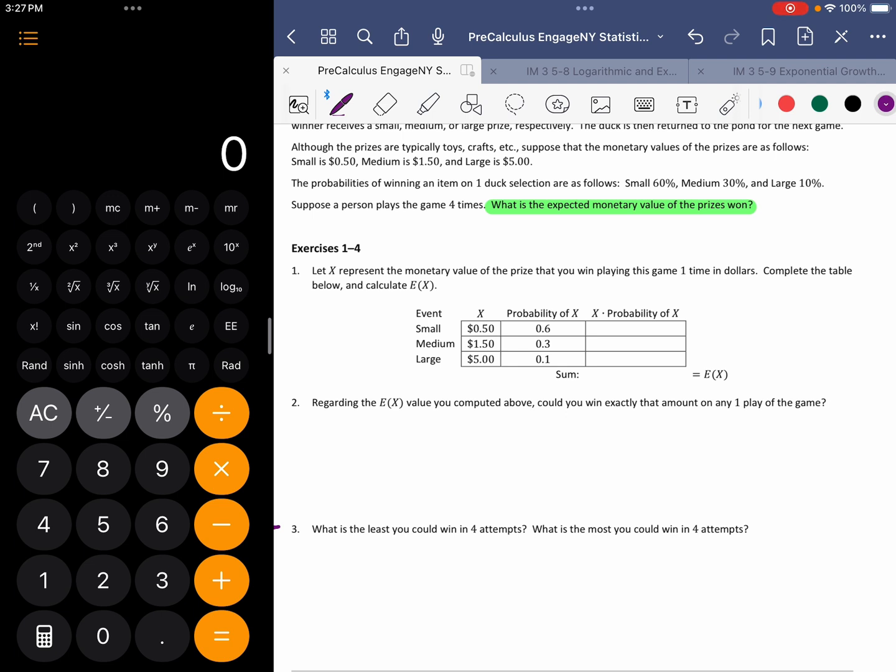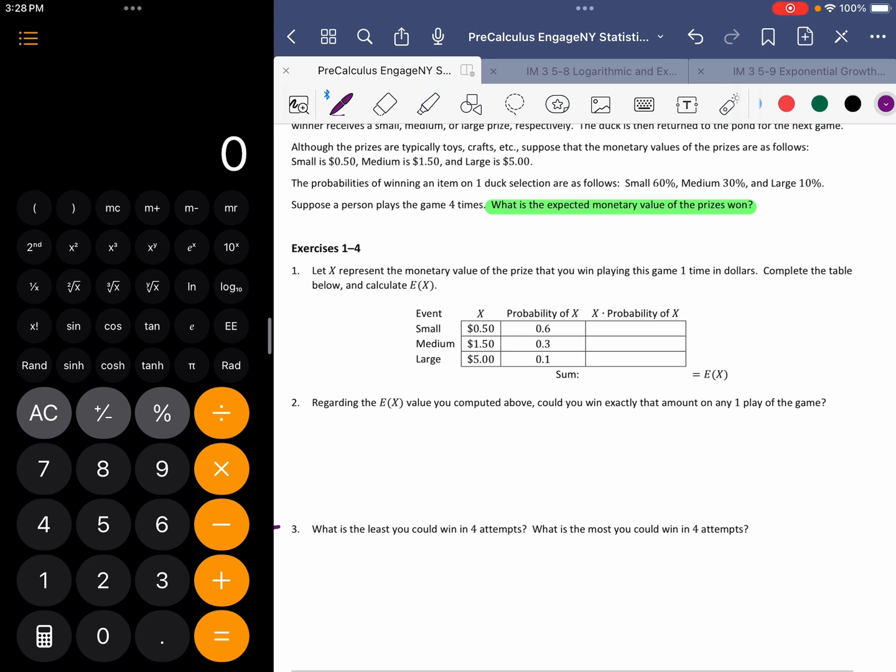So just as we have in the past, we've listed every value of that discrete random variable. In this case, our values are 50 cents, $1.50, and $5. We've also listed the probability of X, so 60% chance that we're going to get small, 30% chance that we're going to get medium, and a 10% chance that we're going to get large. So we're going to fill in this final column here.